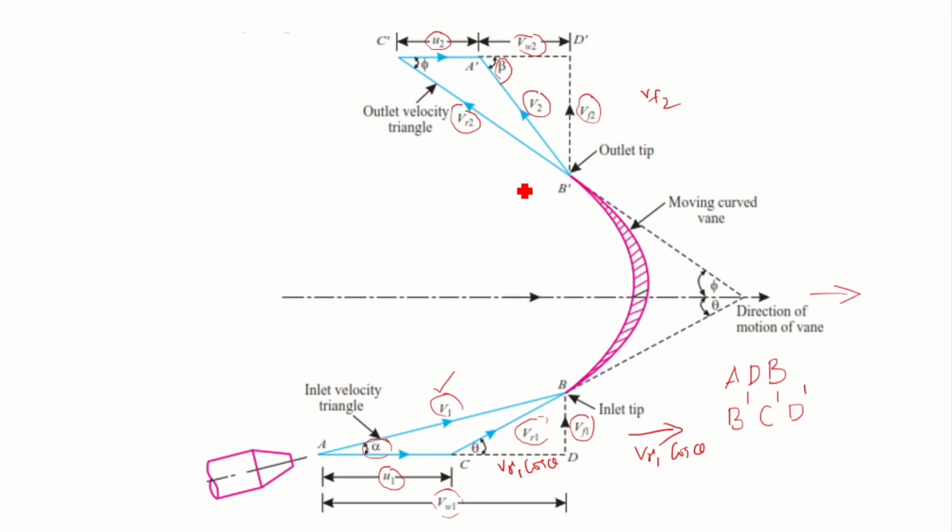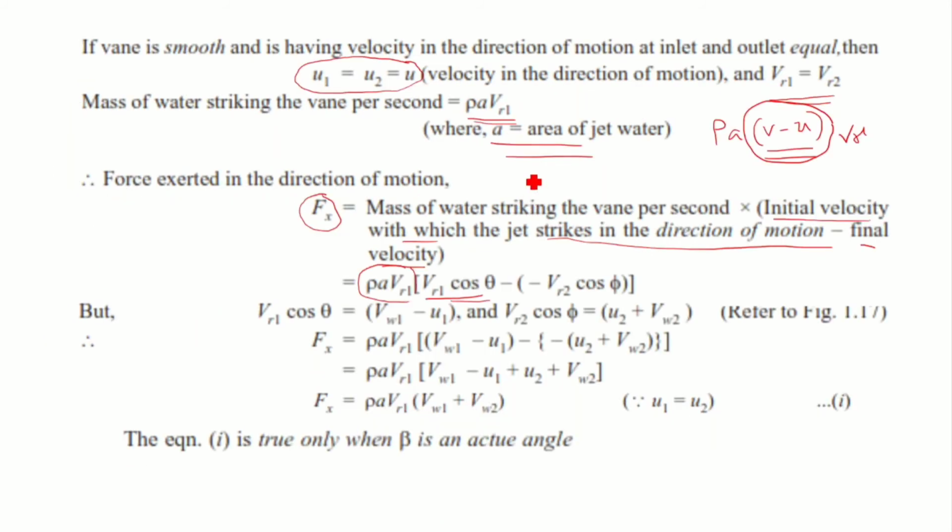So in the direction of motion of the jet, we need to take the component of VR2 in the direction of motion of the jet. So we need to take VR2 cos phi. The jet is leaving in the opposite direction, so we need to take minus VR2 cos phi. Since the jet leaves the plate in the opposite direction, we need to consider a negative sign there.